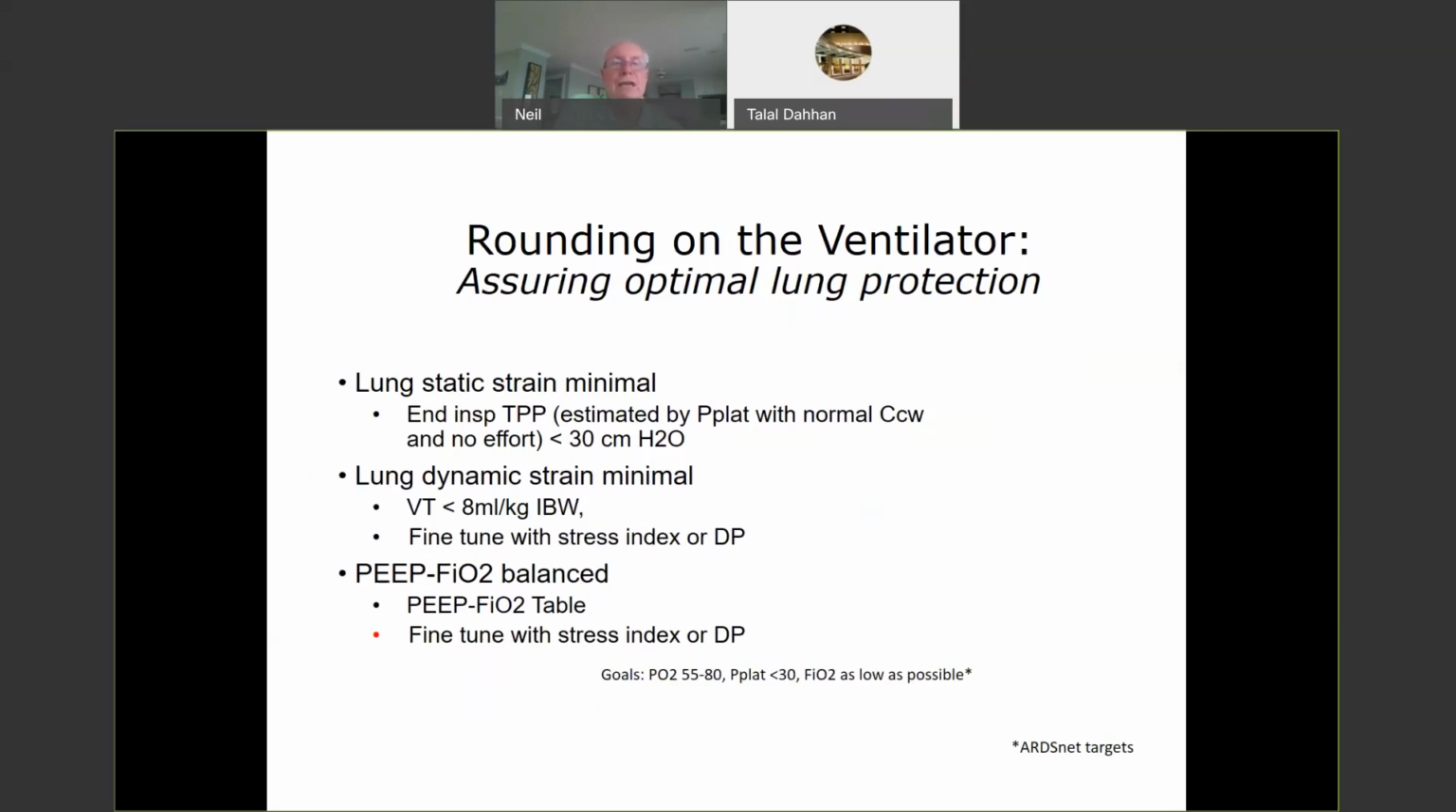The lung dynamic strain, you want to keep the tidal volume less than 8 mLs per kilo ideal body weight. And I think it's a good idea to maybe fine tune this with either the stress index or driving pressure and perhaps reduce it if needed. And again, PEEP FiO2 balanced. I like using the PEEP FiO2 tables. Fine tune these with a stress index or the driving pressure. So the general principles of managing the sick lung with parenchymal lung injury involve these three principles.